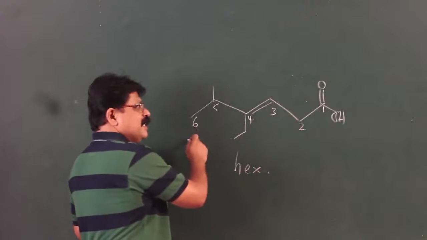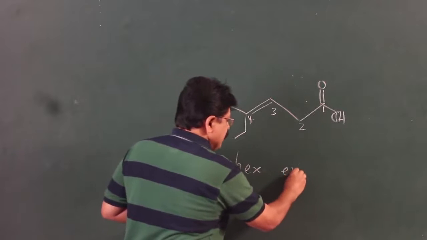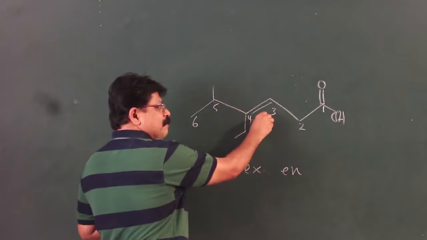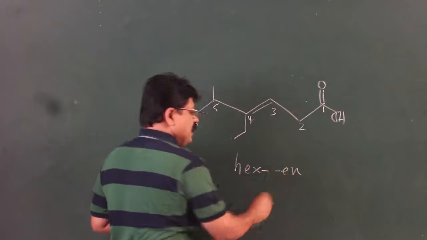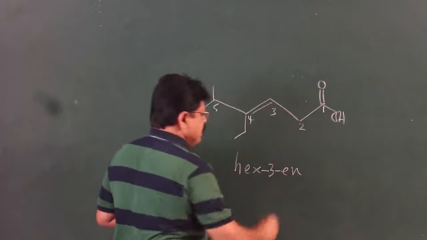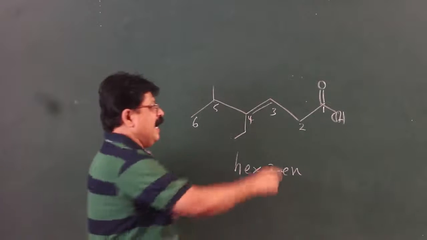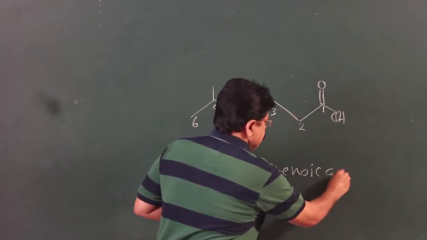Because in the main chain there is a double bond, you have to account for it. You have to write where the number for the double bond is going to come. Numbers should be separated by hyphen. So, it is starting at 3, so you write 3-ene. You omit the E of ene and instead you write the secondary suffix oic acid.